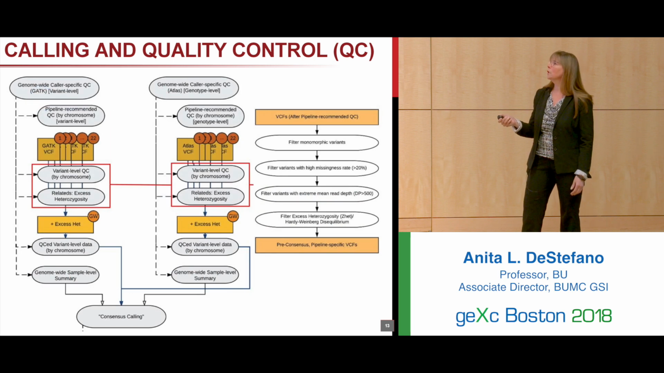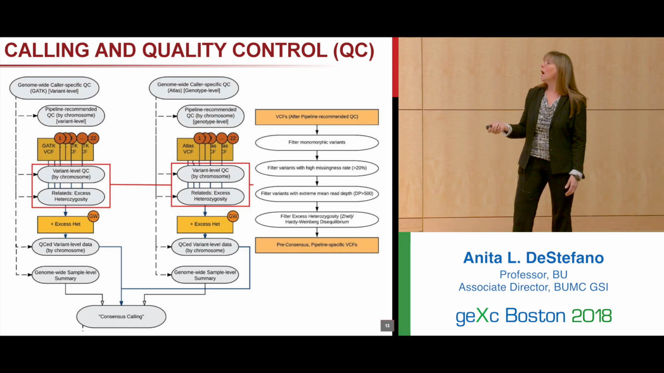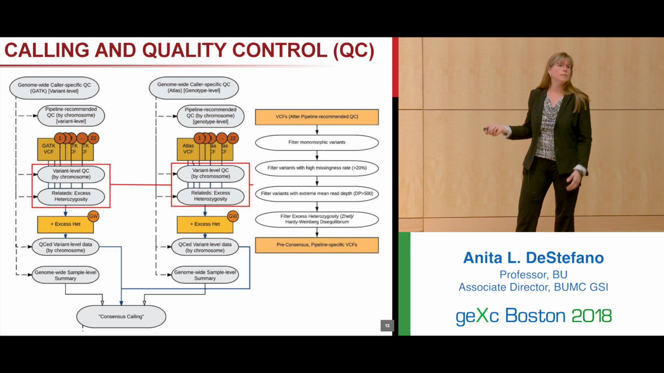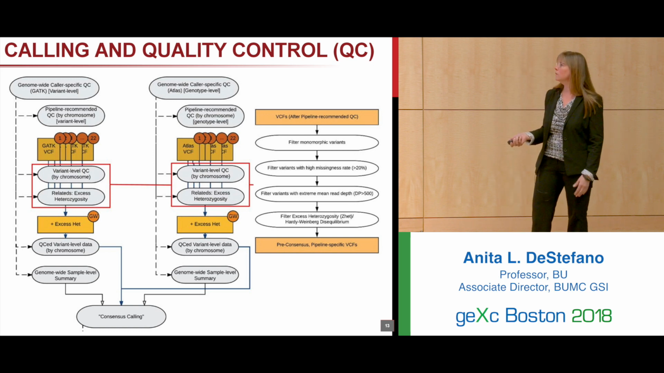So basically, kind of a flow chart here is that, again, we had the data called by 2 different callers, so GATK and ATLAS. Each of those pipelines had specific recommended QC steps, and so those were implemented. And then once we did those steps, we did a further, very basic QC of removing monomorphic variants, missing rate, extreme read depth, and excess heterozygosity. Typically, you might think of that as Hardy-Weinberg equilibrium. We used a slightly different approach because it was family data and implemented a score test that would still be appropriate, even given the relationships there. And what we then did at that point was try to put these two separately QC'd sets of data together in what we called a consensus data set.